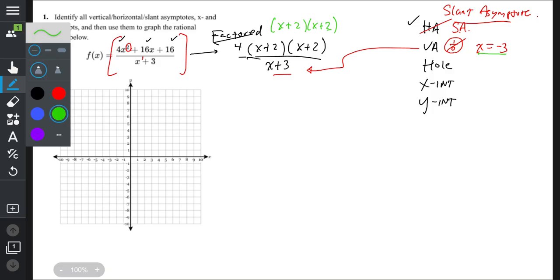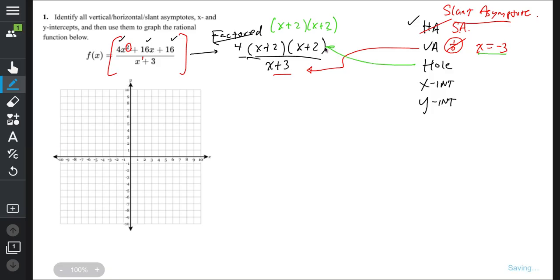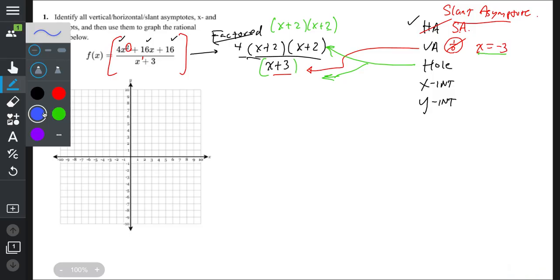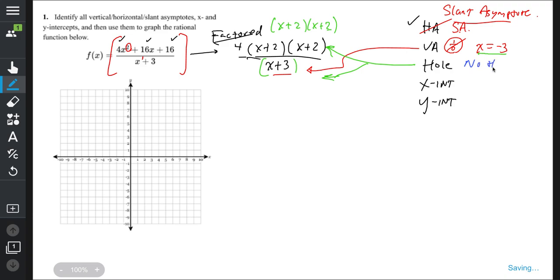Hole, you're looking for a factor that's the same in the top and the bottom. Is anything here cancelable? Cancelable means you see the same thing on the top and the bottom, and you don't. So we can say no hole.